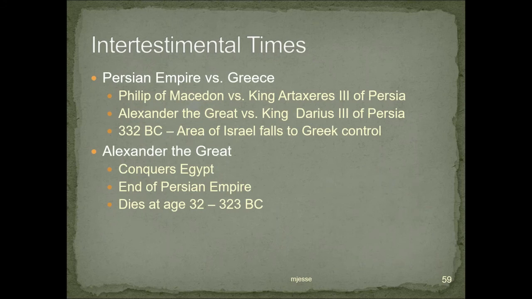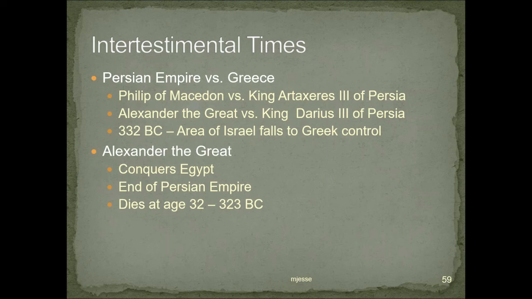The intertestamental times. This is a time between what we refer to as the Old Testament or Hebrew Bible and the New Testament times, so that intertestamental period before the coming of Jesus. Persian rule continues for quite some time. During this period, we have the Persians coming up against the expanding Greek Empire. First we have Philip of Macedon, who is the father of Alexander the Great, and he gets into battles with King Artaxerxes III of Persia.